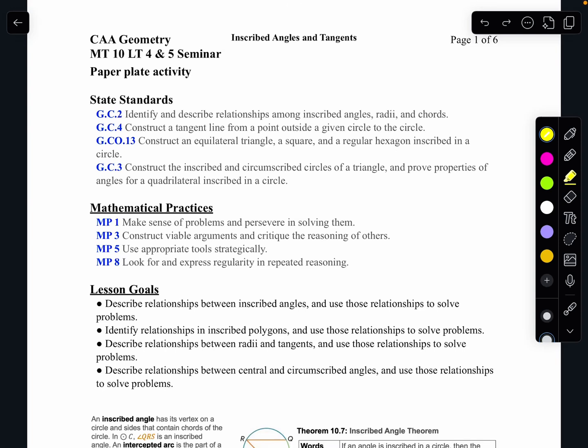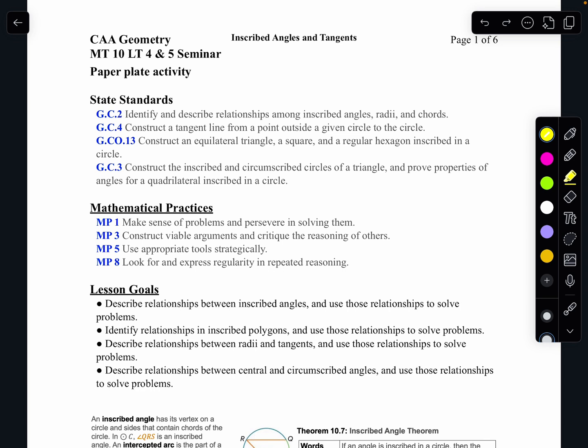We're going to do the paper plate activity in class, so I don't have a video of that one. What we're going to do in this seminar is look at inscribed angles and tangents. This is MT10, LT4 and 5.